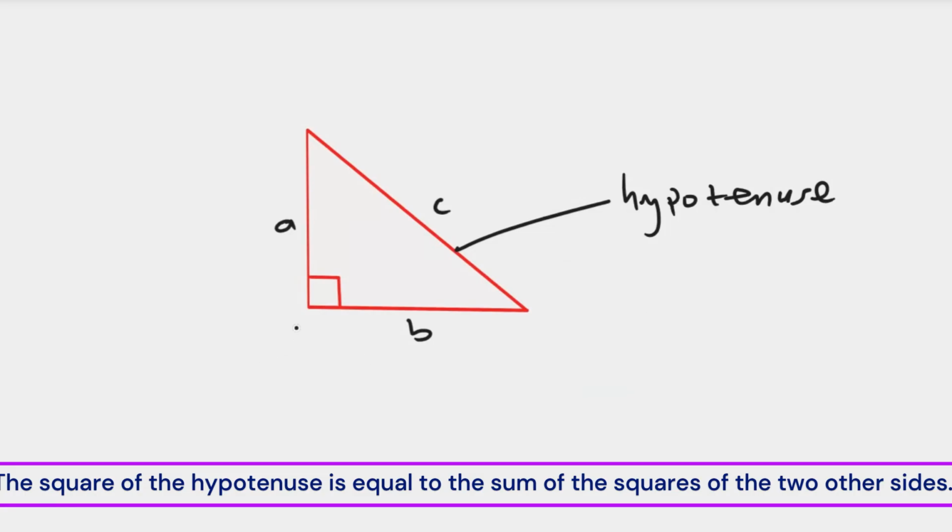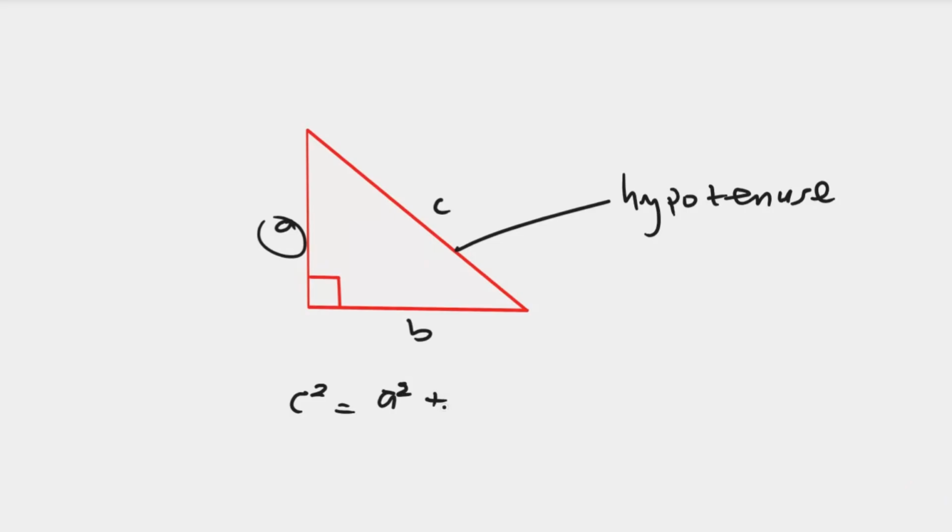The Pythagoras theorem states that the square of the hypotenuse, the side which faces the 90 degrees, that is C, so the square of the hypotenuse, that is C squared, is equal to the sum of the squares of the two other sides. So that's going to be A squared plus B squared. So when you add these two, that will give you the square of the hypotenuse. So that's the Pythagoras theorem.